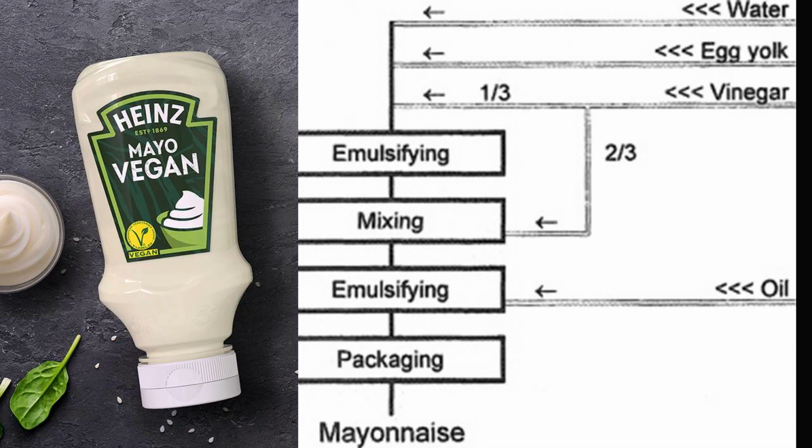Now let's look at the process of mayonnaise production. First, water, egg yolk, and 1/3 of the vinegar is mixed and emulsifying is done. After that, 2/3 of the vinegar is mixed into the mixture and again emulsifying is done. Finally, oil is mixed with the mixture and the emulsifying process continues, and finally packaging is done.